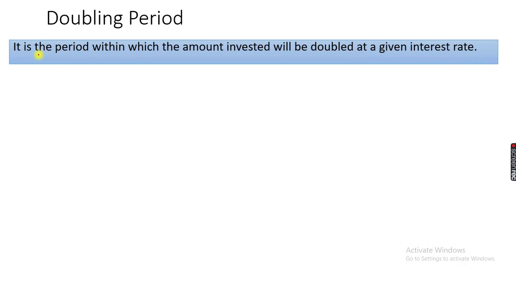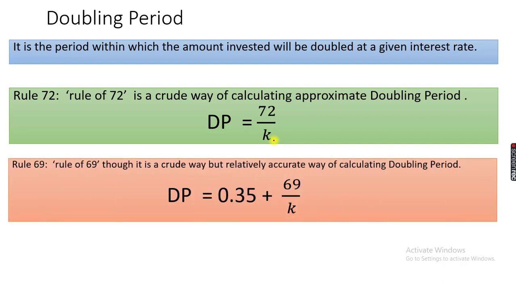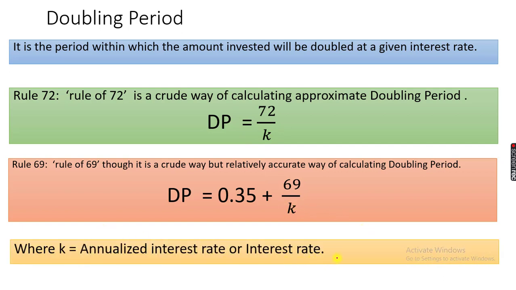Generally, there are many approaches for calculating the doubling period, but in this session we will be looking at very basic and crude approaches. First is Rule 72. Rule 72 is a crude way of calculating an approximate value of doubling period. The formula is 72 divided by k. The second approach is Rule 69. It is also a crude way of calculating the doubling period, more accurate than Rule 72. DP is equal to 0.35 plus 69 by k. In both cases, k is the annualized interest rate.